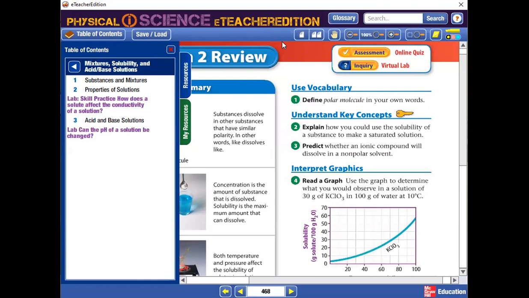Okay. So we said that it is the molecule that has one slightly negative end and one slightly positive end. Okay, so that's the first question.